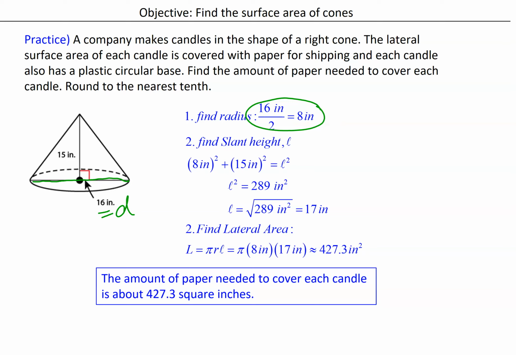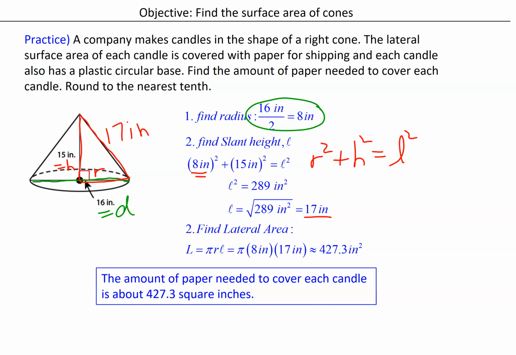You have to then remember that in this problem, your right triangle again uses your radius and your height h of 15 inches. So you've got r squared plus h squared equals your slant height squared. So you have to use the 8 there, not the 16. And so you get a slant height of 17 inches.